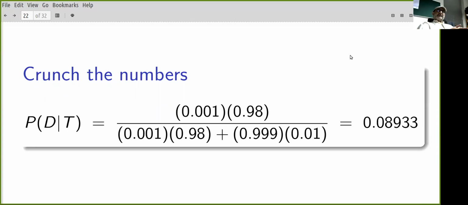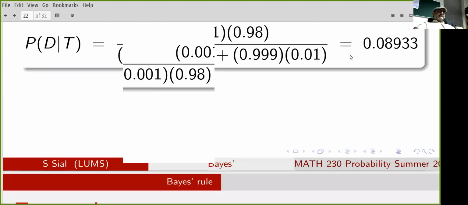Okay, so 0.1% of the population has the disease, but given these rates for testing positive and negative, if the person actually tests positive for the disease, then there's an 8.933% chance that they actually have the disease.